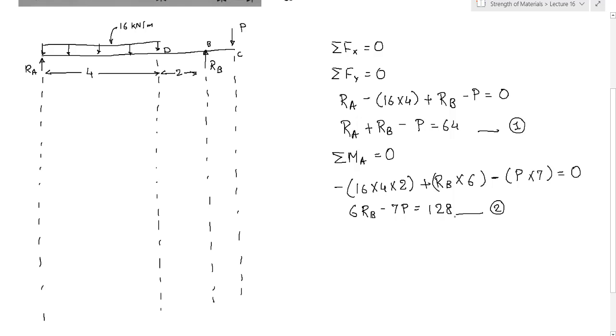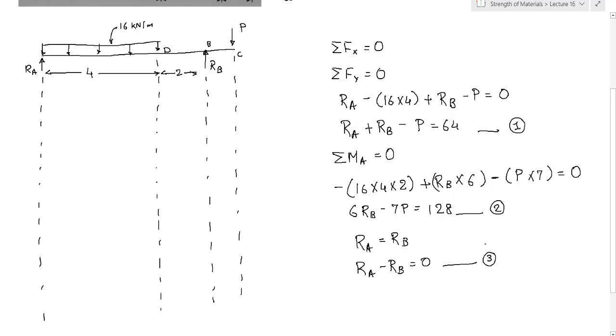And what will be my third equation? The third equation will be RA is equal to RB. They have told us to find the value of P such that the reaction at A is equal to the reaction at B. So the third equation will be RA is equal to RB. I can rewrite it as RA minus RB is equal to 0.